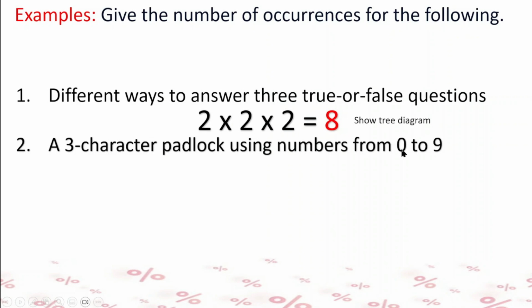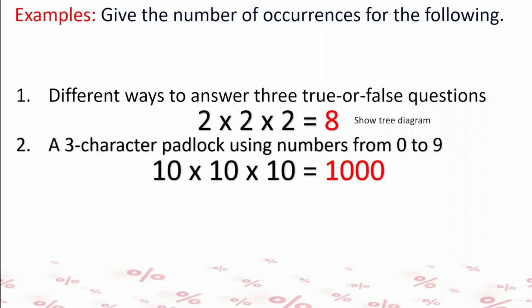So if we have 1 to 9 plus the 0, then we have 10 choices for each character. So if we have 10 for the first character, 10 for the second character, and 10 for the third character, so we have 10 times 10 times 10, or a total of 1,000 possible combinations of a 3-character password. Now, let me show you that there are really 1,000.